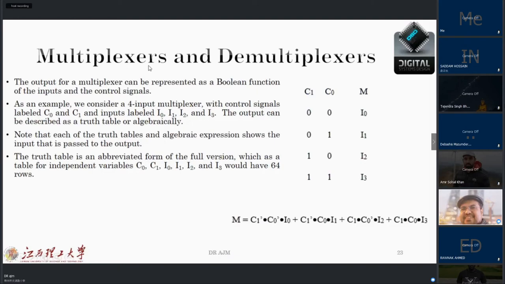Again, I want to say that the multiplexer can be represented as a Boolean function of inputs and control signals. As an example, we can consider the four-input multiplexer with control signals labeled C1 and C0, and inputs labeled I0 to I3. The output can be described by the truth table mentioned here, which is the abbreviated form. If I want to show the output, I can simply say that M is equal to C0 multiplied by I0, and so on with all the outputs.